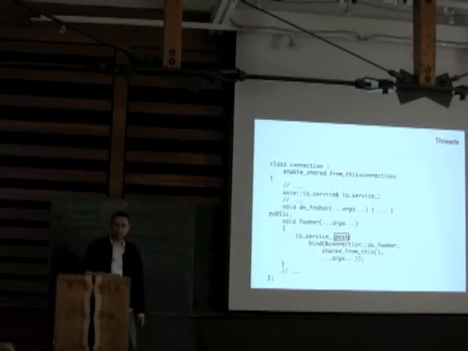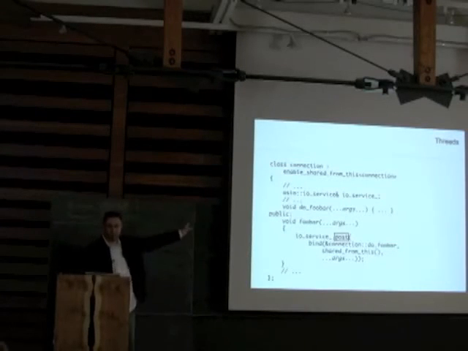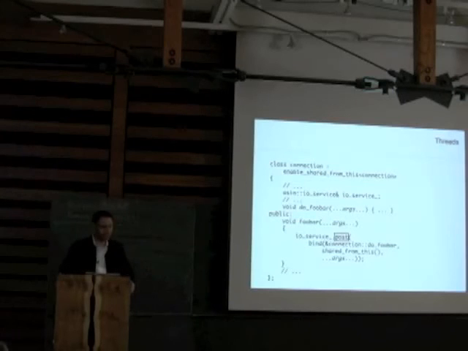make your actual implementation functions private. In this case, I've got do foobar as an example, and your public functions simply post a function object into the home I/O service, and that ensures that the function runs in the correct thread context of that particular object.